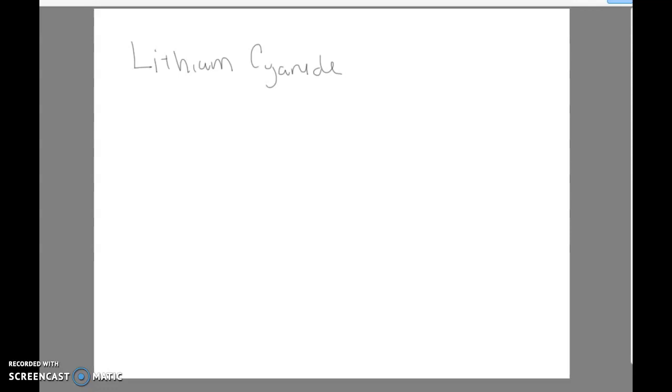All right, what about this one here, lithium cyanide? So when you know the name, you can easily get to the chemical formula by determining what the ions are, all right? I know that lithium is Li plus, and I know that cyanide, this is a polyatomic ion, is CN minus, okay? So now that I know the ions, it's very easy to come to the chemical formula. So this would become LiCN.